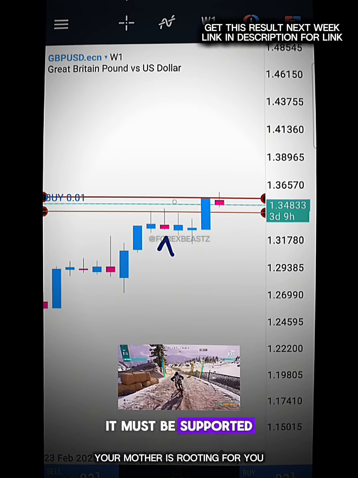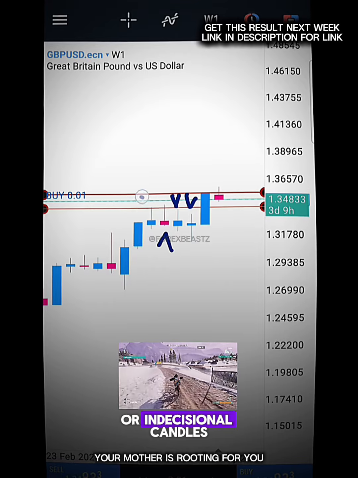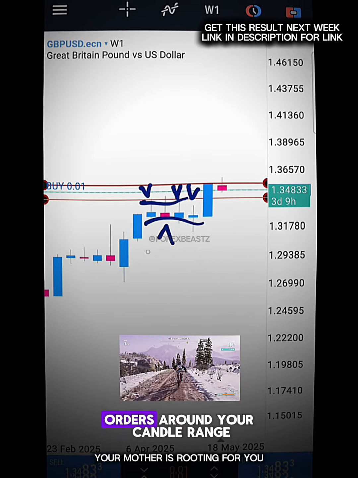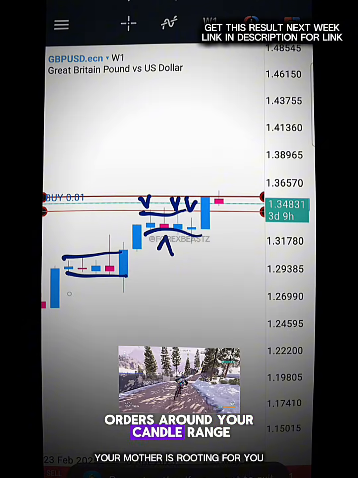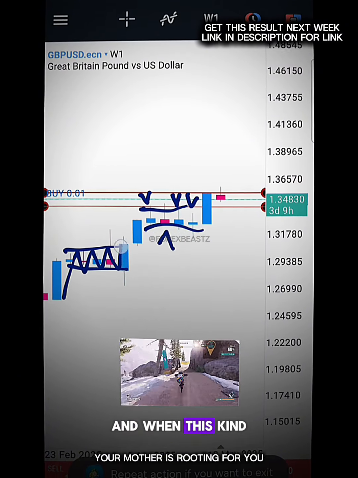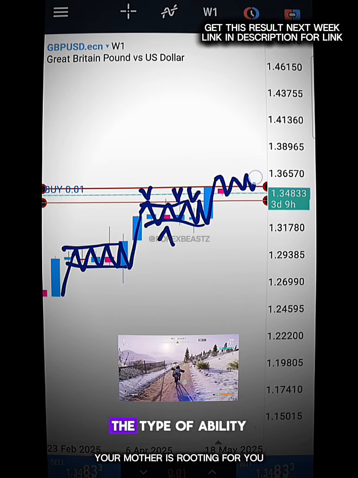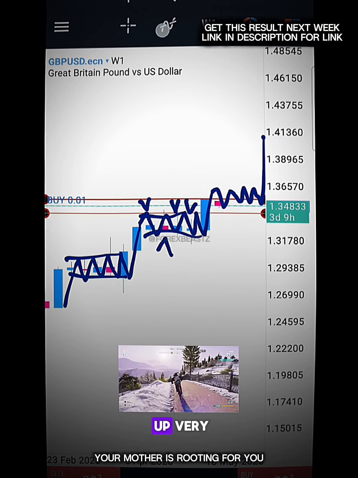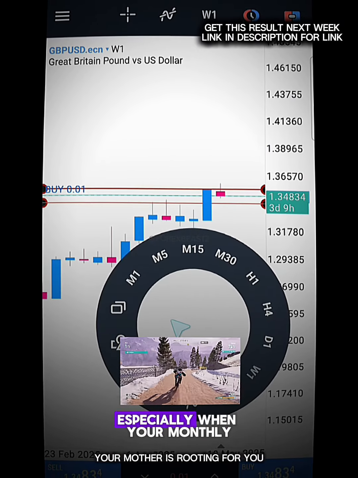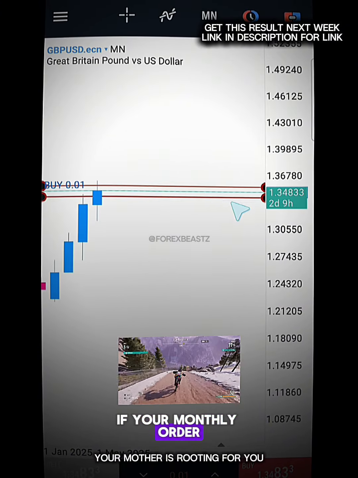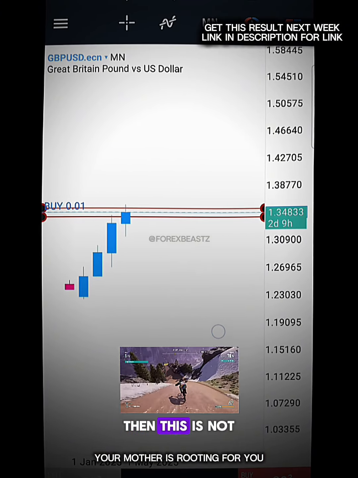It must be supported by rejection or indecisional candles. This is to show you that there is a lot of accumulated orders around your candle range, and when this kind of accumulated orders are around your candle range, there's a probability that price will spike up very fast, especially when your monthly order flow is bullish. If your monthly order flow isn't bullish, then this is not going to work.